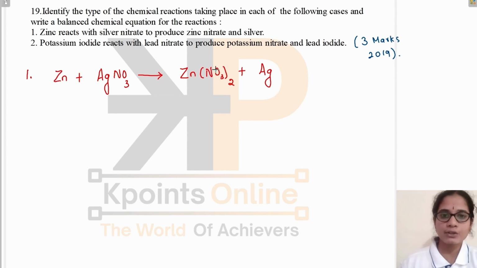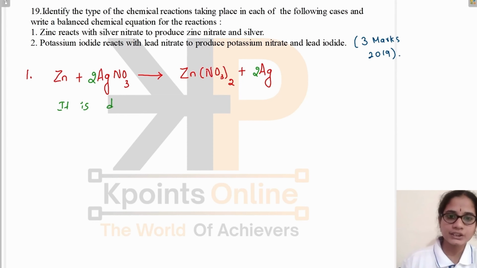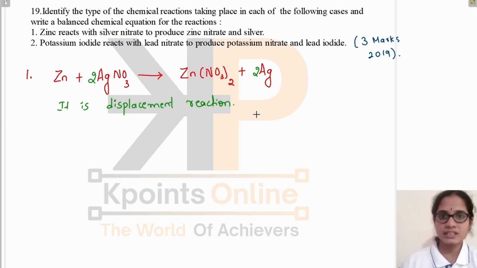It is a polyatomic compound. Yes. Let us balance this nitrate here by writing 2. This is balanced now. Now silver is to be balanced yet. See, now the equation is balanced. Okay. What is the type of chemical reaction it is? Here, a single element is displacing another element from its solution. Yes. So, it is a displacement reaction. You should not forget to mention the type of reaction.